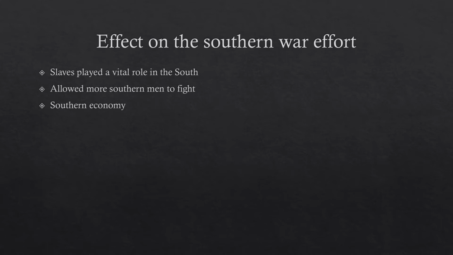What this also meant is that for every slave that then left and went to the North, one more Southern man had to stop fighting and complete these jobs, as they still had to get done.